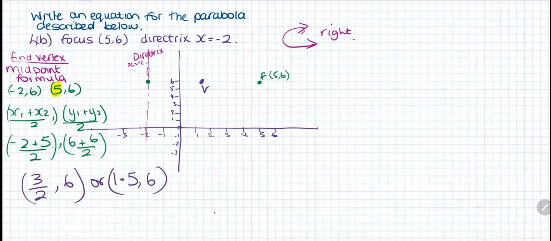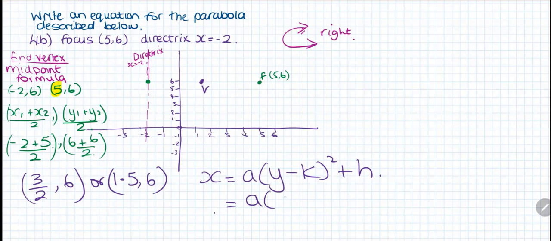So the next thing we need to do now is write down our equation. We're going to be using x is equal to a(y minus k) squared plus h. So we're going to substitute in the values that we know. So this is our vertex, (h, k). So this is going to be (y minus 6) squared, and then plus 1.5.